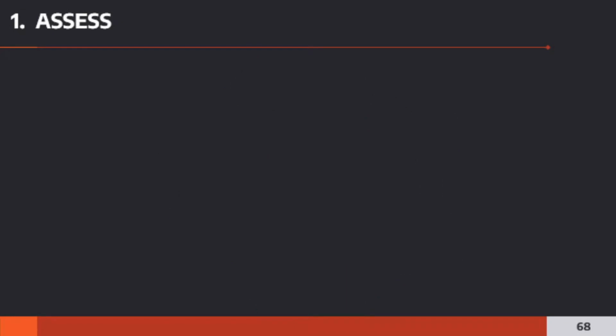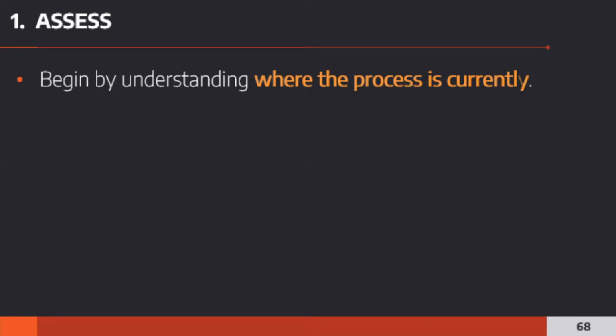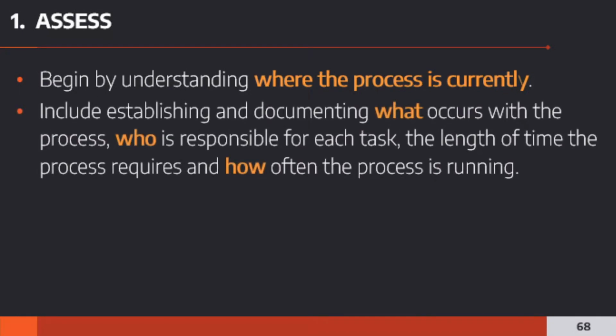Let's talk first about assessment. When you assess, you begin by understanding where the process is currently. Where are we at right now? Include establishing and documenting what occurs with the process, who is responsible for the task, what is the length of time that the process requires, and how often the process is running. So here you can see the 3 components of assessment: the what, the who, the how.